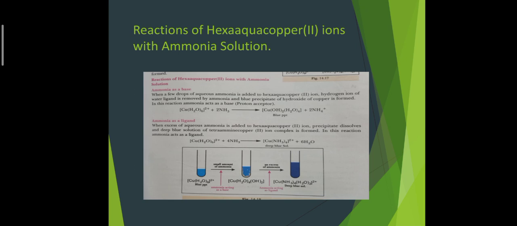Then we have ammonia as a ligand. When excess ammonia solution is added to the hexa-aqua copper, the precipitate dissolves and a deep blue solution of tetraammine copper ion is formed. In this reaction, ammonia acts as a ligand.